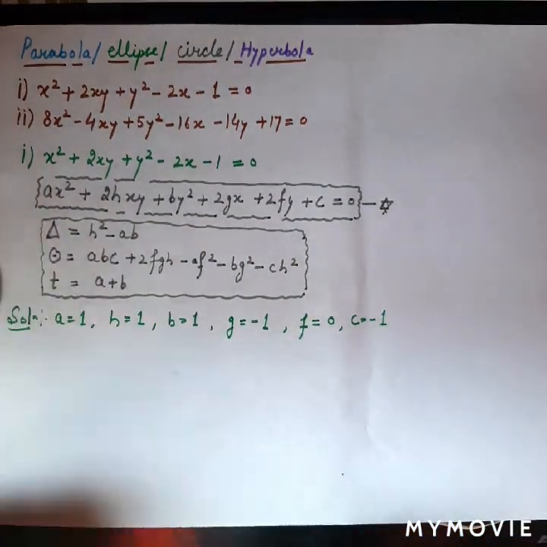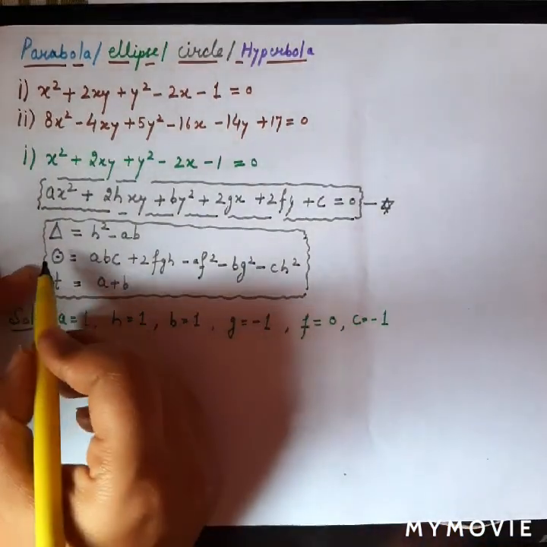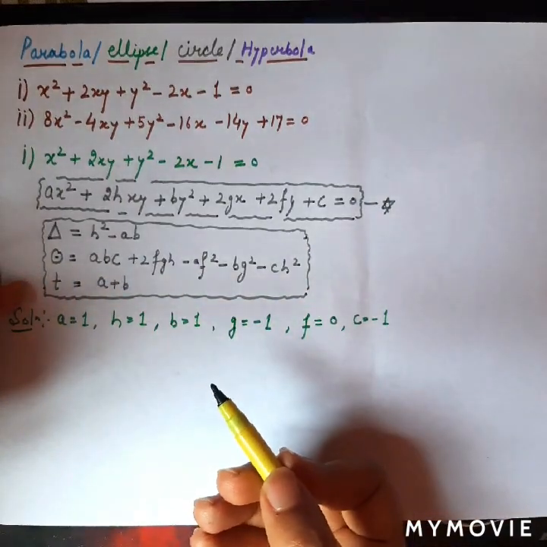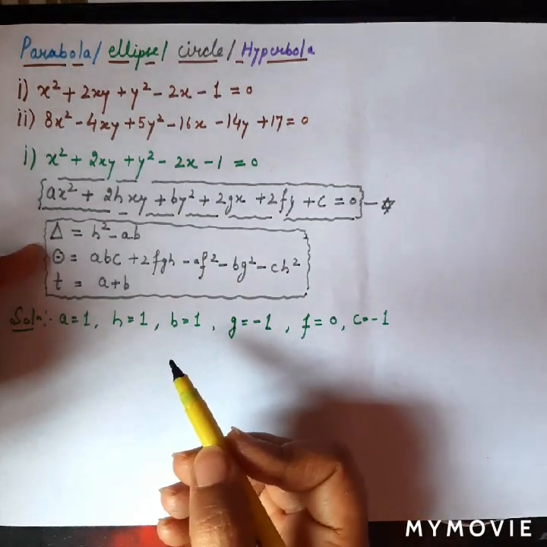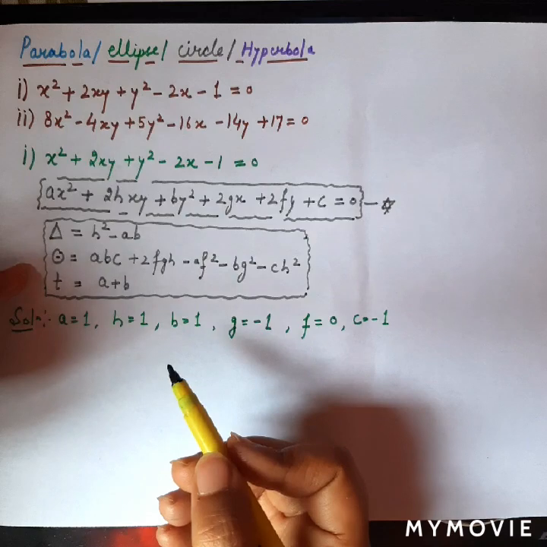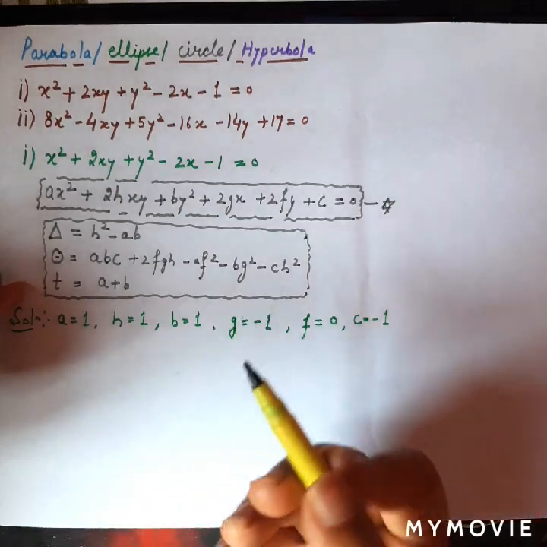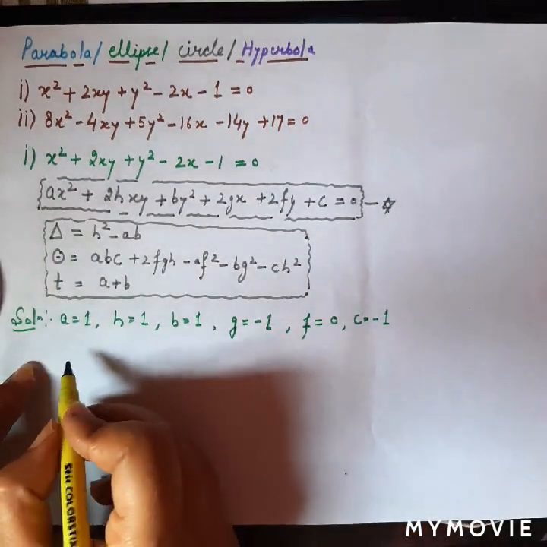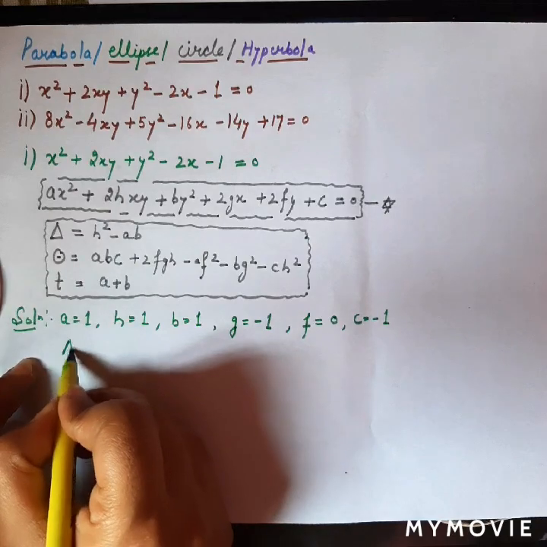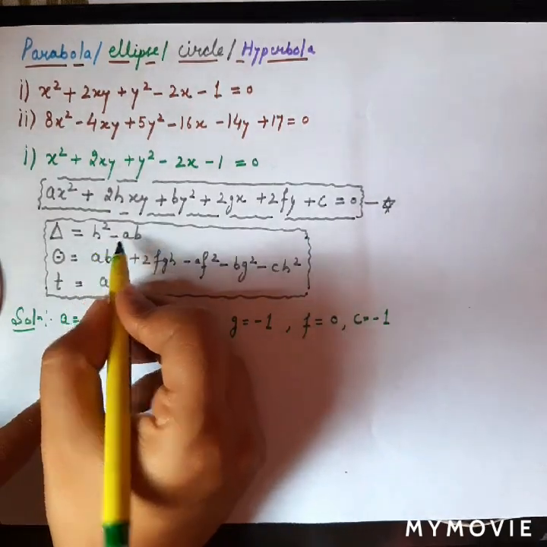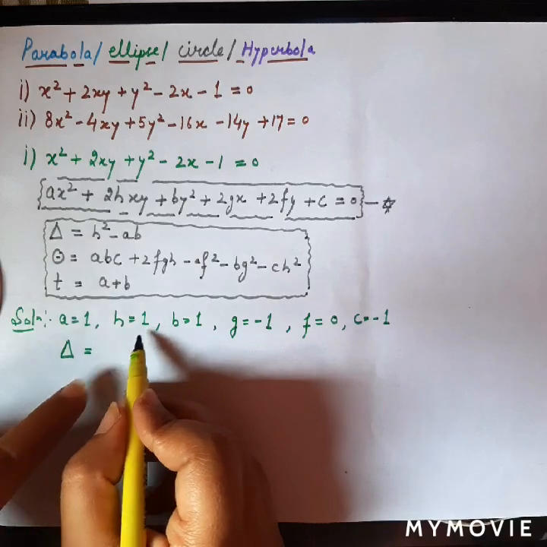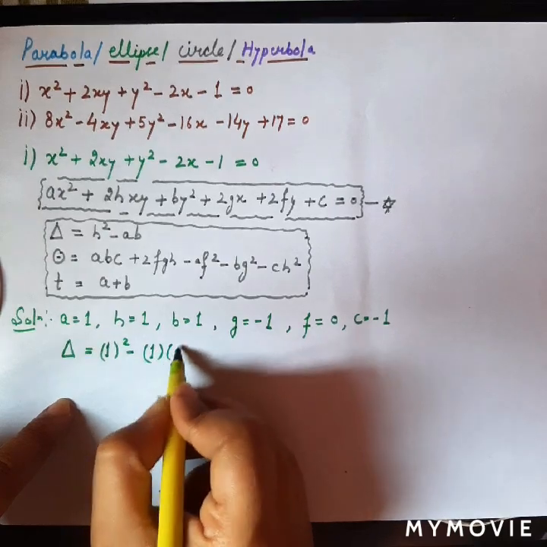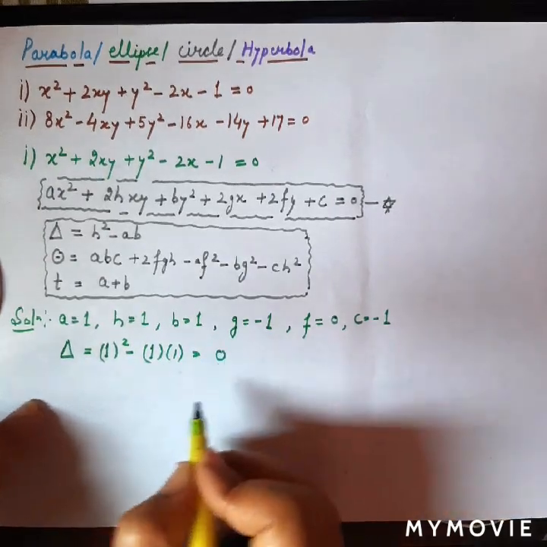And here we will find out some of the terms. We will find the values of delta and phi, and I will give you some formulas: if the value of delta is equal to 0, not equal to 0, less than 0, or greater than 0, then it will be a parabola, ellipse, circle, or hyperbola. Fine. So here we will first find the value of delta, which as you already know is h square minus ab. H is 1, so 1 square minus a into b, 1 into 1, this is equal to 0, right?